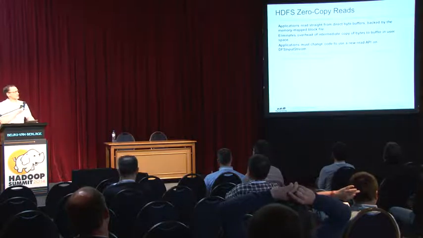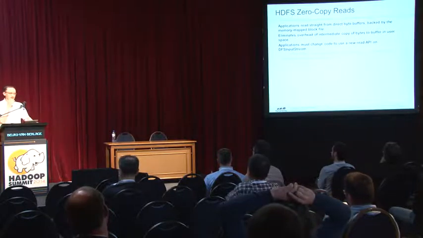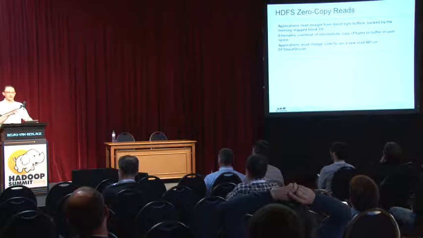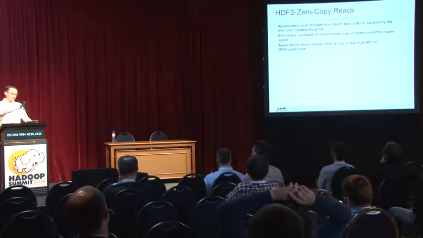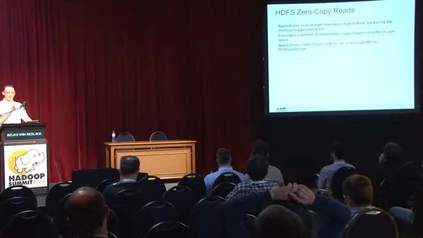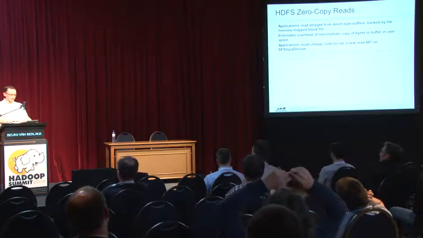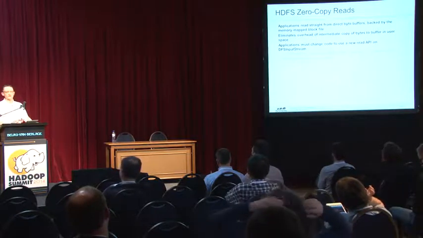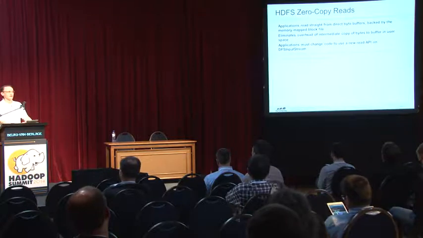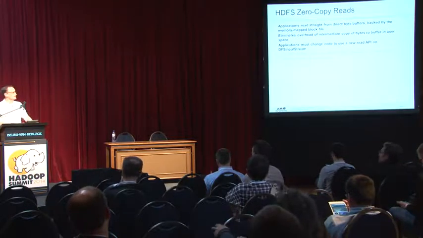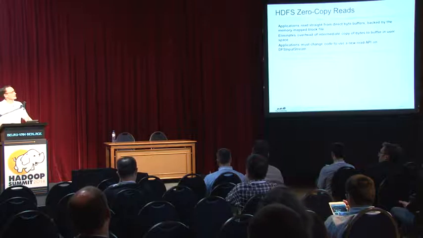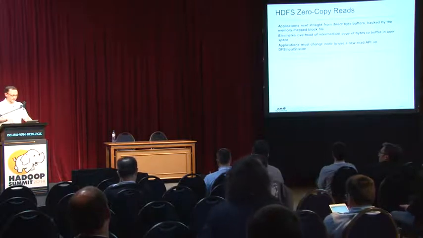In order to take advantage of zero-copy reads, it would require application code changes. There's a new read API. The reason for that is the existing read APIs are very, very much wedded to the notion of byte arrays living in user space. So there was, unfortunately, really no way to simply drop this in. So you would have to use a new API to take advantage of this.